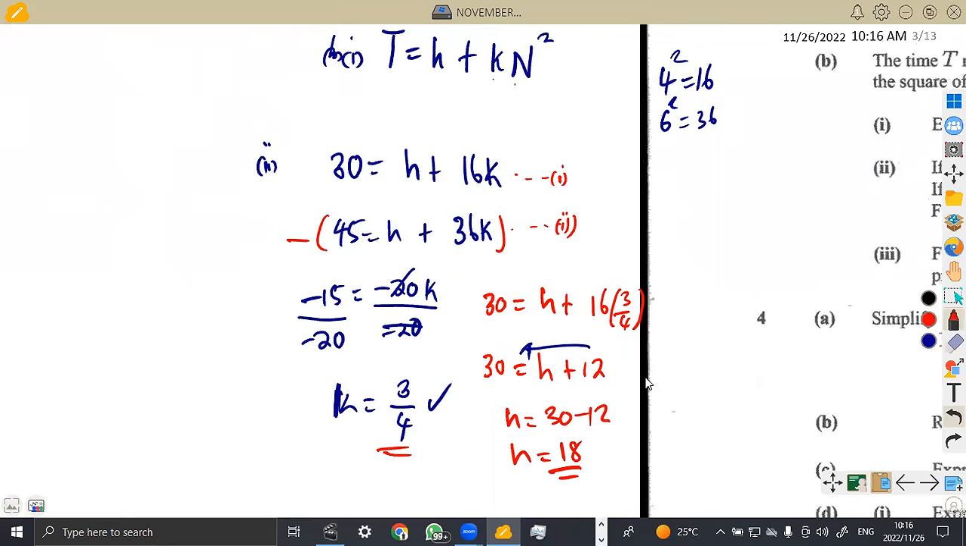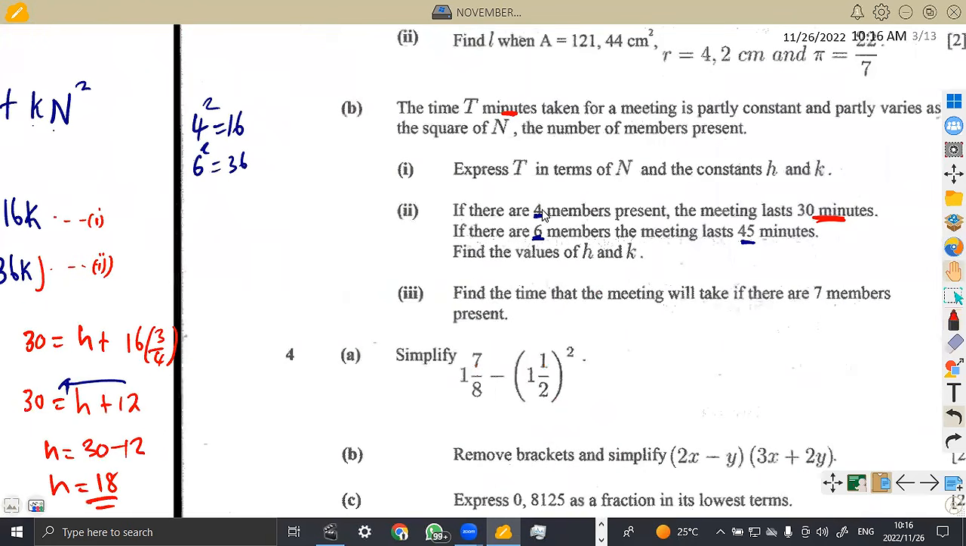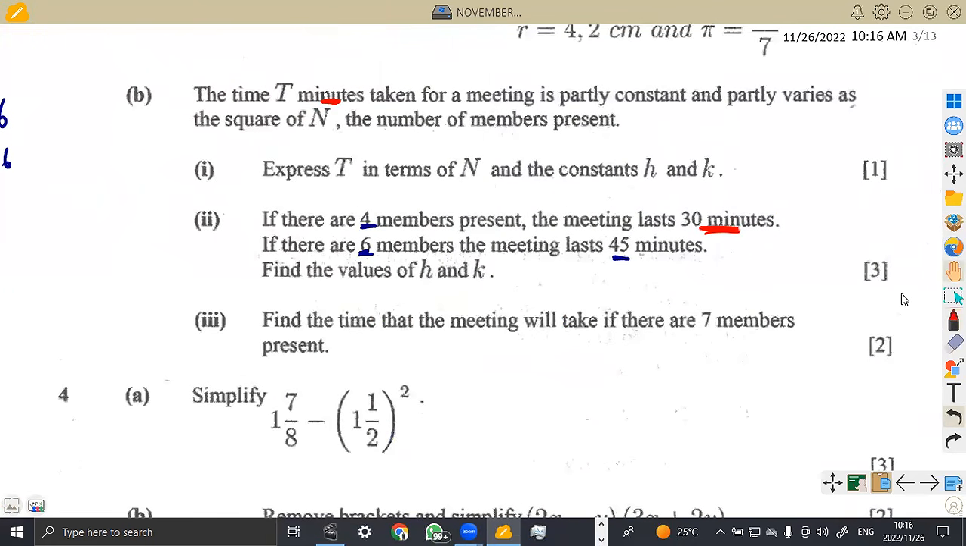So that was the question, guys. The question is for you to find the value of h and the value of k. 3 marks for that. Item 3: find the time that the meeting will take if there are 7 members present. So what are we given here? The number of members present is n. So you are given n. When n is equal to 7, find the value of t, which means you are calculating t.